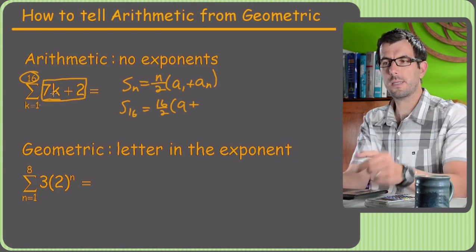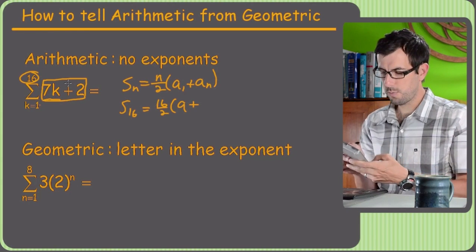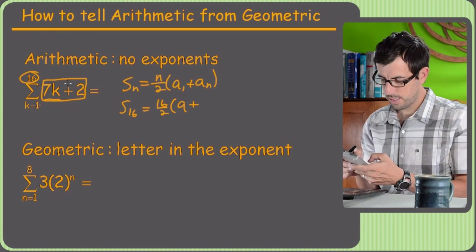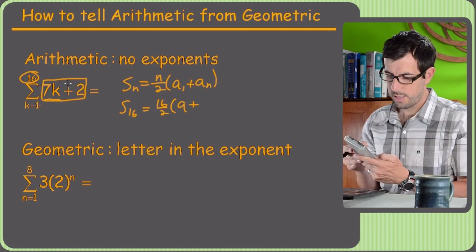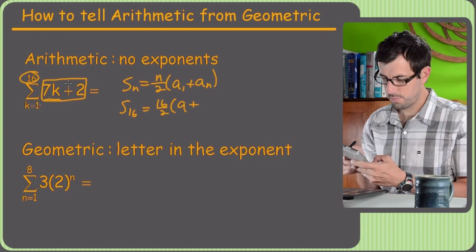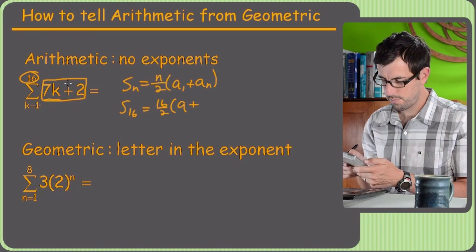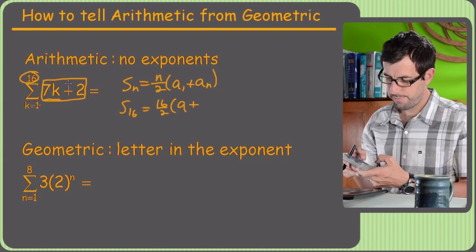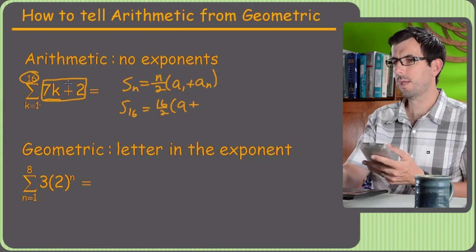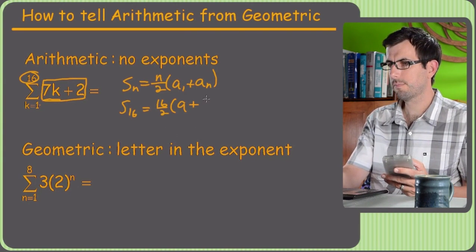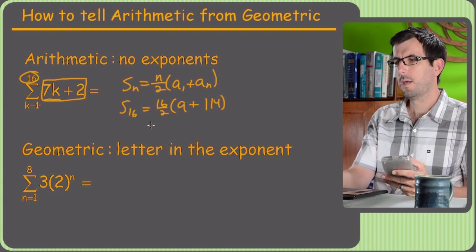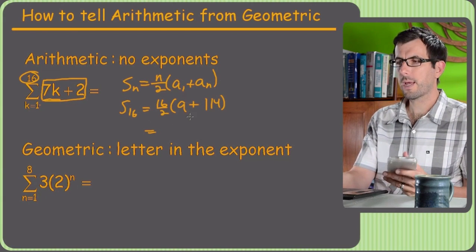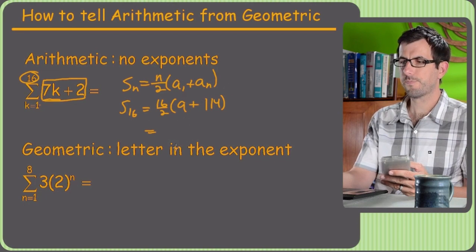So plug in 16, and 7 times 16 is what? 7 times 16. Oops. 7 times 16 is 112, plus 2 is 114. So just plug that through my calculator, and I'll get the answer.